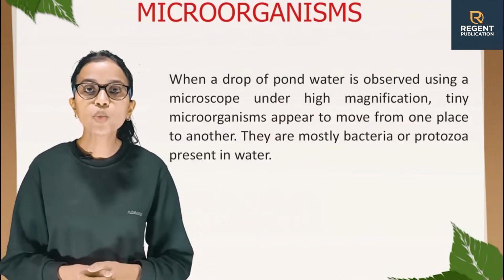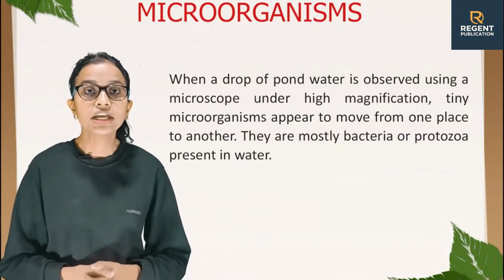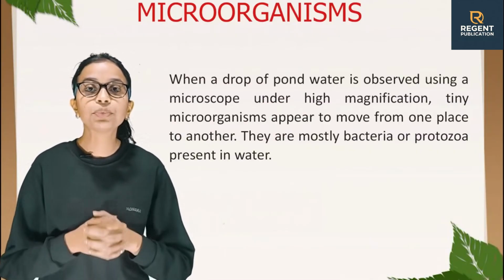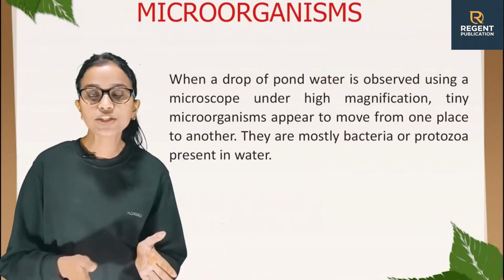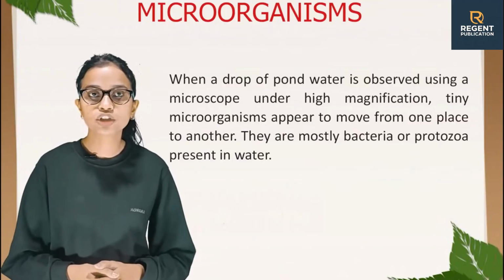When a drop of pond water is observed using a microscope under high magnification, tiny microorganisms appear to move from one place to another. They are mostly bacteria or protozoa present in water.